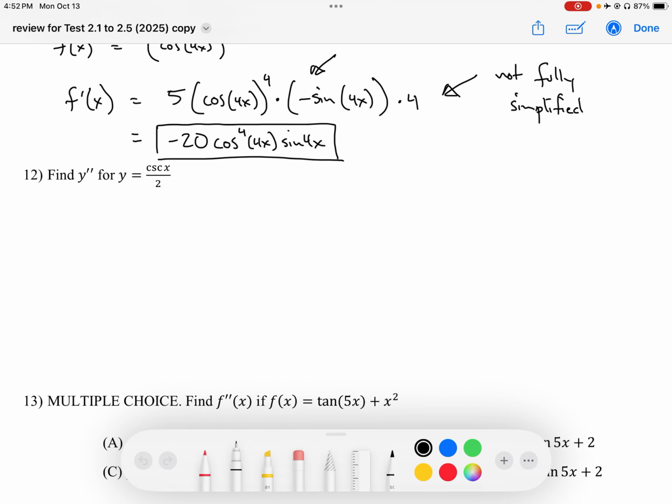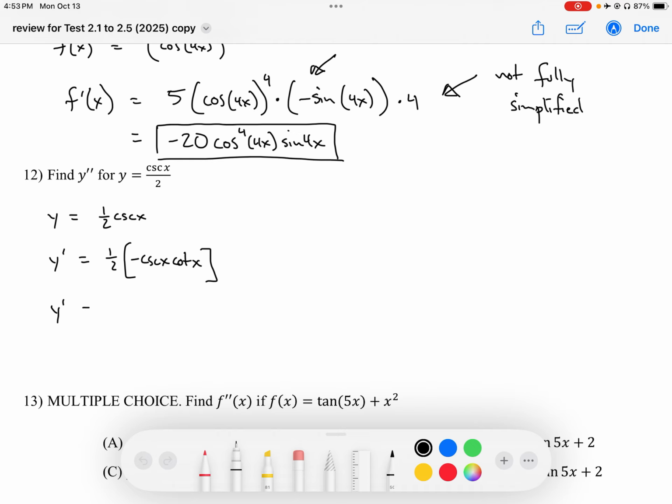Here they're asking us to find y double prime if y equals cosecant x over 2. So I would start by just saying y equals 1/2 cosecant x, so I can recognize that as a constant multiple or coefficient. So then y prime would be simply 1/2 times the derivative of cosecant. And the derivative of cosecant is negative cosecant x cotangent x. Make sure you have the x's in both places there. You can't just write sine with nothing in it or cosecant with nothing in it. It has to be cosecant of x, sine of x, right? There has to be an argument inside that function.